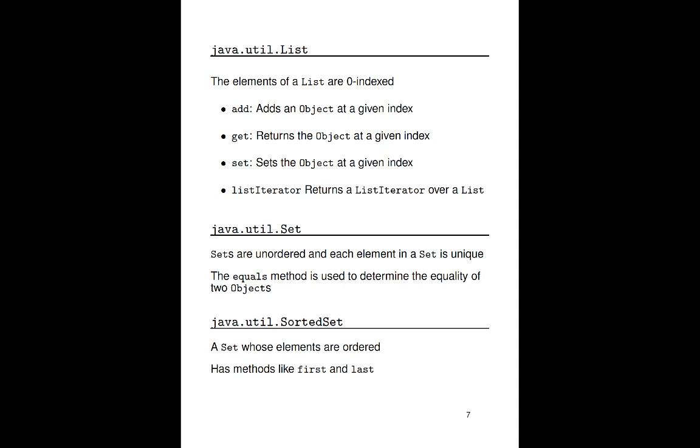Now, as I said, elements in a java.util.Set are unordered. If you want a collection whose elements are ordered, you use java.util.SortedSet. Again, this is a set. It has the same methods as Set, plus it adds a couple more, like you can get the first element and you can get the last element in a set, because, again, they are ordered. And we'll see how they're ordered a little later on.